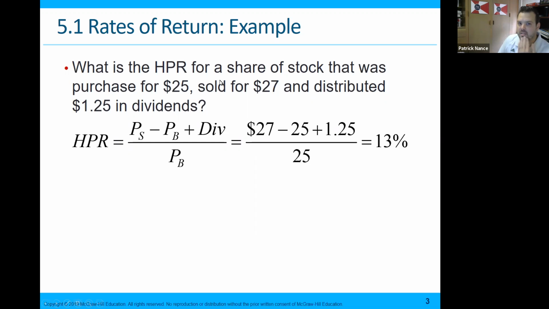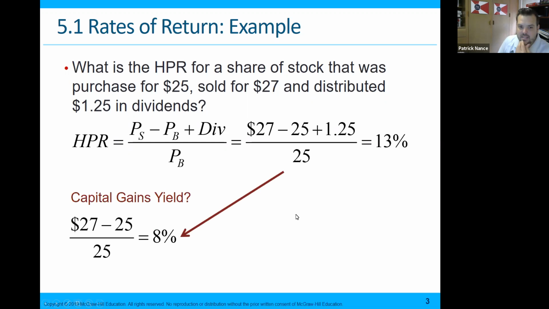Notice that holding period is just how long they owned it, so it doesn't give us a time frame. The problem I personally have with this number is it's not annualized. This could be 13% over a month. This could be 13% over 2 years. It doesn't make the number not important, but it has a little less gravity to it as far as I'm concerned, because I don't know the time frame that this happened.